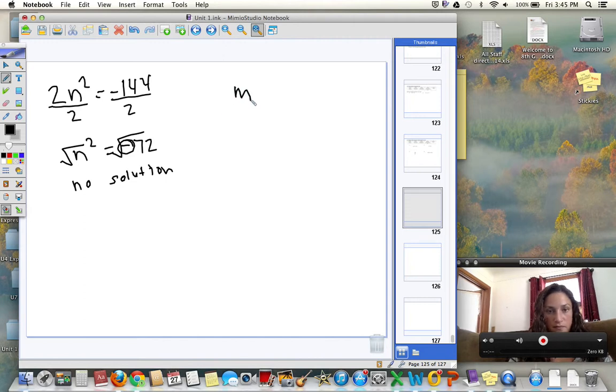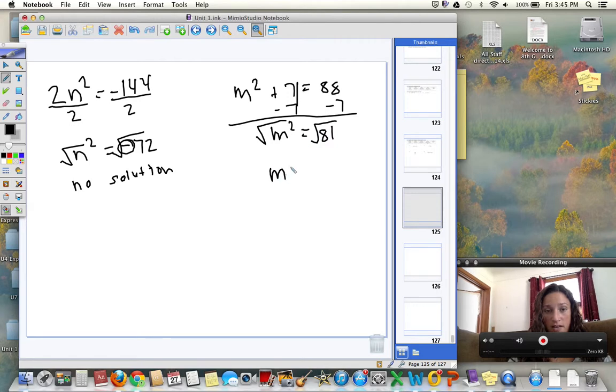New problem: m squared plus 7 equals 88. We subtract 7 from both sides, just like normal, where we get rid of our constant terms. 88 minus 7 is 81. Now I take the square root of both sides. It's a positive, so I can do this. So m equals plus or minus 9, because 9 times 9 is 81, and negative 9 times negative 9 is 81.